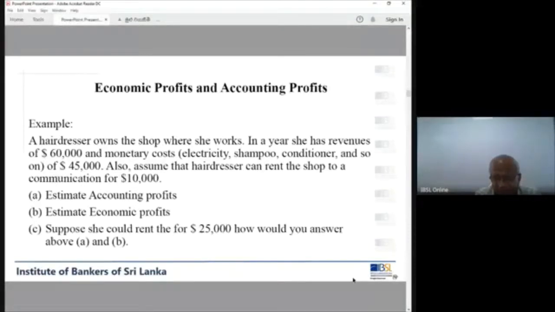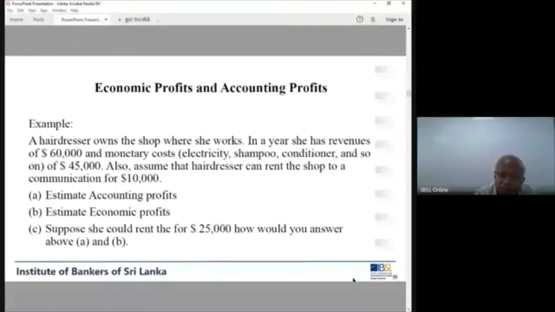Think about it. Suppose she could rent the premises, of course. She would rent the shop for 25,000. How would you answer about A and B? Tell me. Accounting profit, no change. 60,000 minus 45,000.